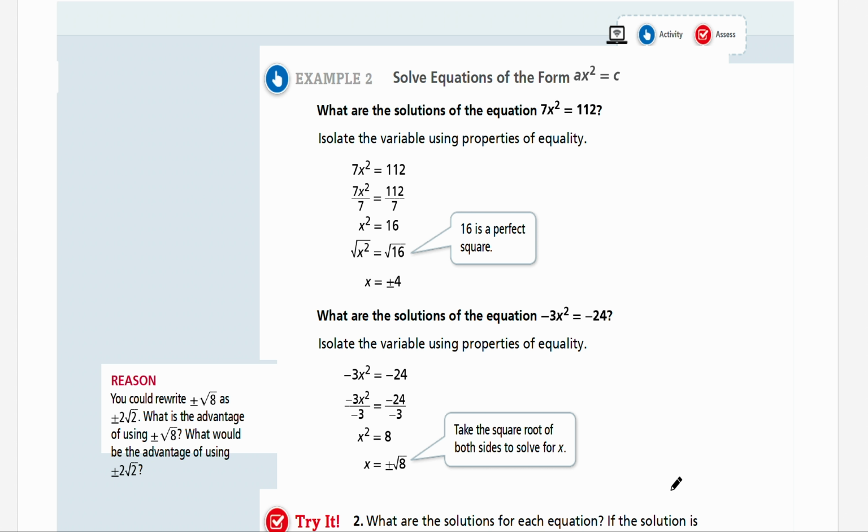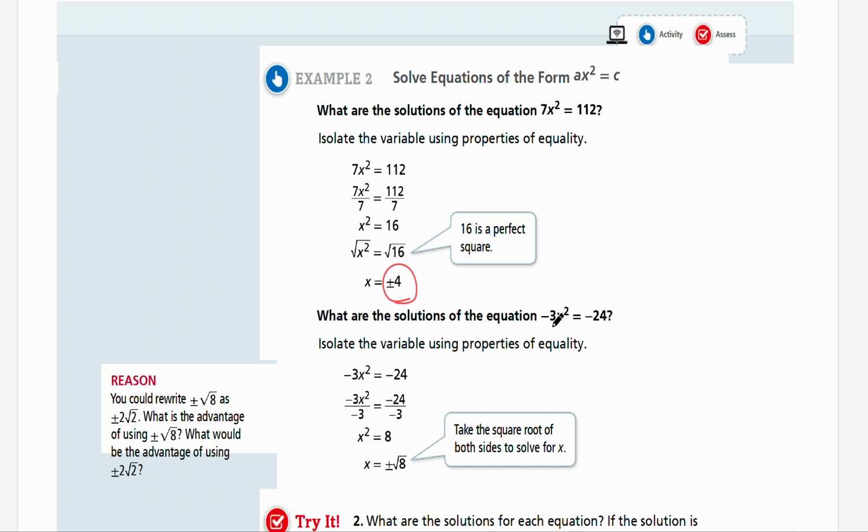Solve equations of the form ax squared equals c. What are the solutions of the equation 7x squared is equal to 112, right? So now if we have an equation where x is not isolated, our first goal is to isolate the variable. In order to get rid of 7, which is multiplied by x squared, the inverse operation would be division. Divide by 7 on both sides. You will have 1x squared, which is x squared, and 112 divided by 7 is 16. So square root both sides, you will get plus or minus 4.